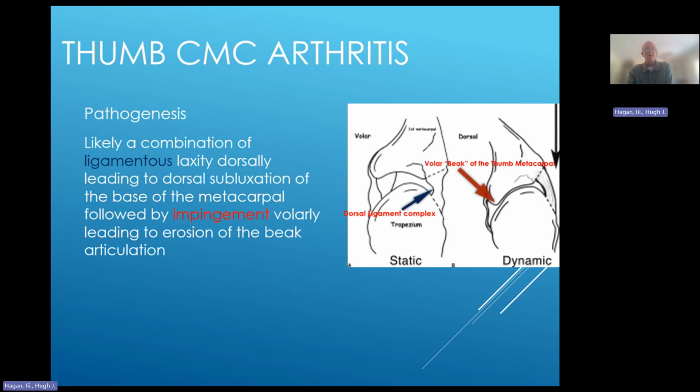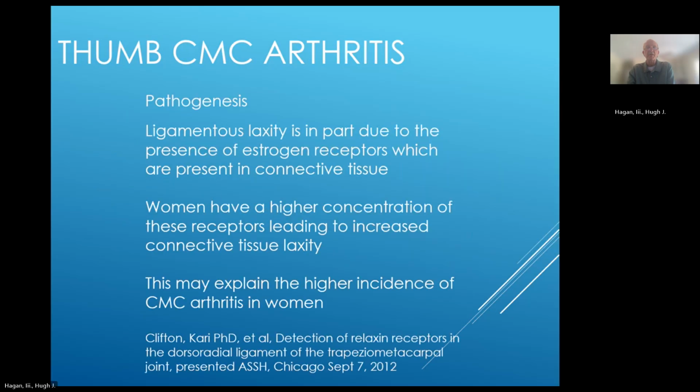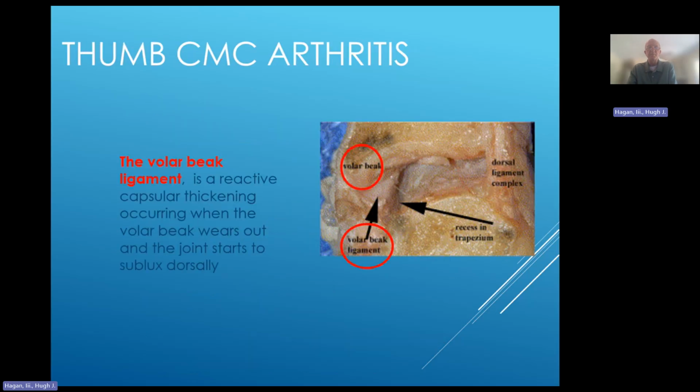Pathogenesis of the problem is likely a combination of ligamentous laxity dorsally, which leads to dorsal subluxation of the base of the metacarpal, followed by impingement volarly, leading to erosion of the beak articulation on the distal portion of the thumb metacarpal. Ligamentous laxity is in part due to the presence of estrogen receptors, which are present in connective tissue, and women have a higher concentration of these estrogen receptors or estrogen-like receptors, which tends to lead to an increased connective tissue laxity. That may explain why you see it a bit more in women than in men.